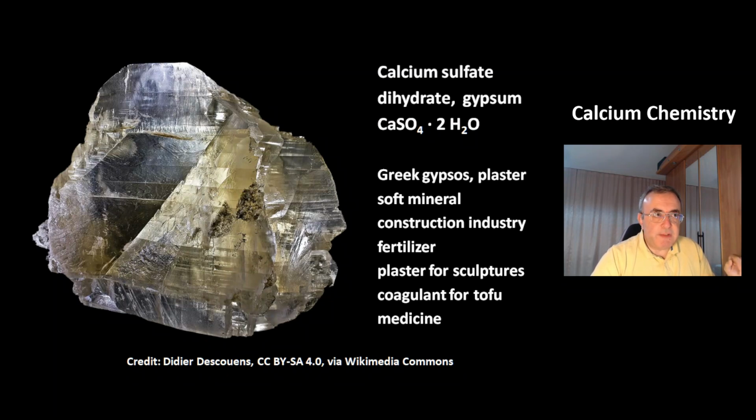This is calcium sulfate dihydrate, it's gypsum, CaSO4 2H2O. The name comes from the Greek gypsos, which means plaster. It's a soft mineral and it's used in the construction industry and as fertilizer. Gypsum is also used as plaster for sculptures and as a coagulant for tofu. And another use is in medicine.